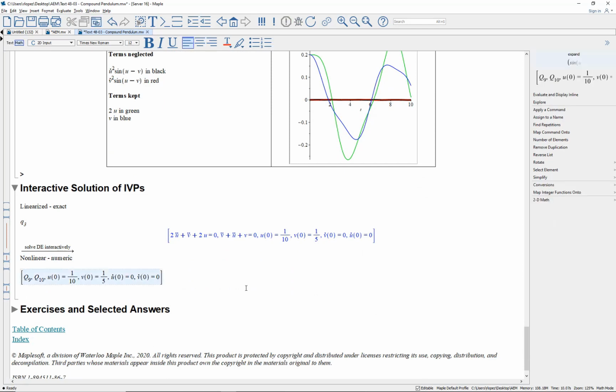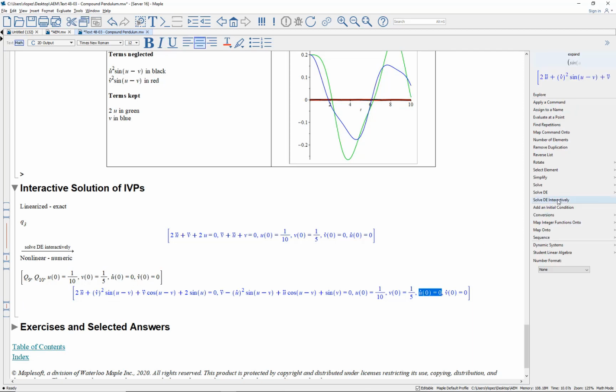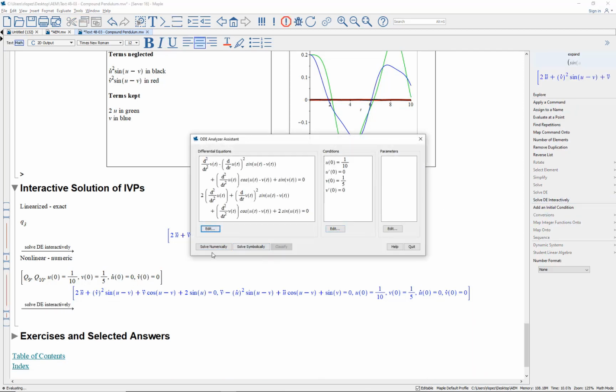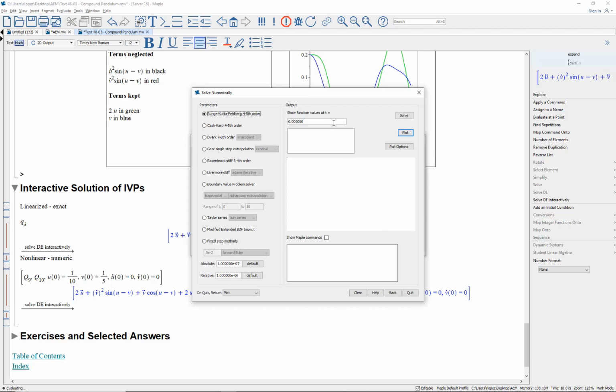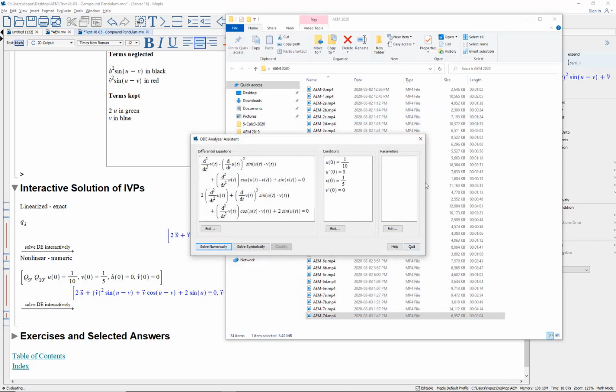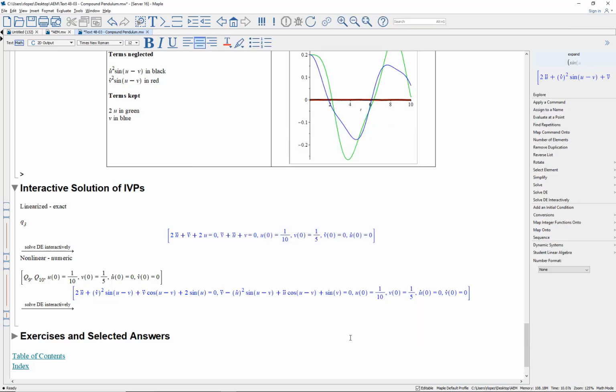Similarly, for the nonlinear case, select solve interactively. Now this one will solve numerically. You tell Maple, okay, do the numeric solution, draw the graph. Same way you can get the graph of V done numerically. So you don't have to know all of the syntax for solving those differential equations. It can be done point and click.